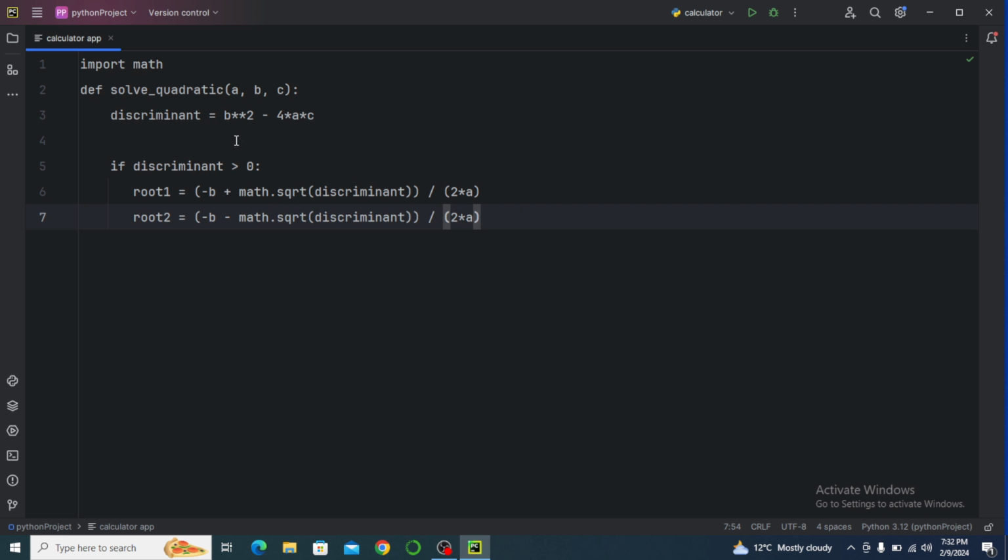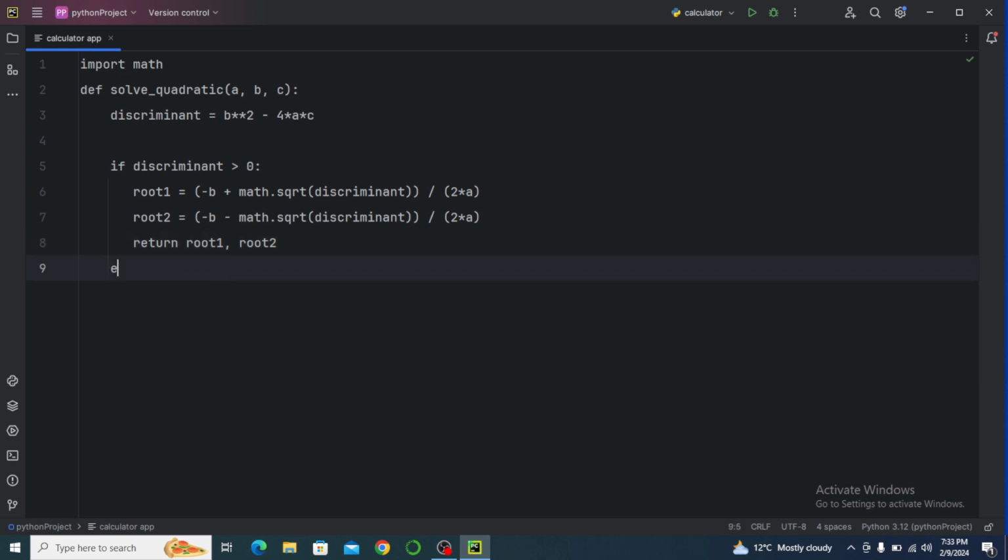So our discriminant is equal to b squared minus 4 multiplied by a and multiplied by c in this case. What we are doing here is simply minus b plus the square root of the discriminant, divided by 2 multiplied by a. That's what we are doing here. So we now return our result. This code should return root 1 comma root 2. So it's going to return two roots, which are root 1 and root 2.